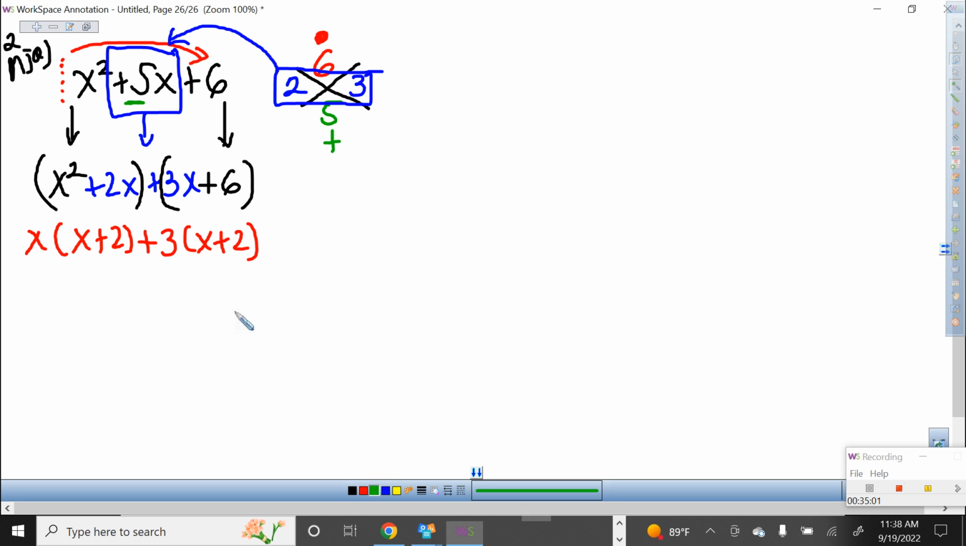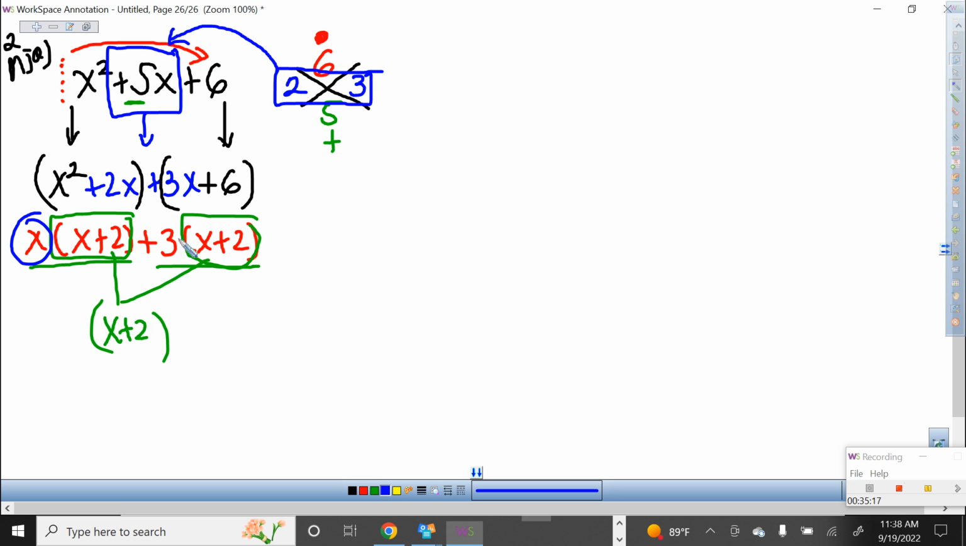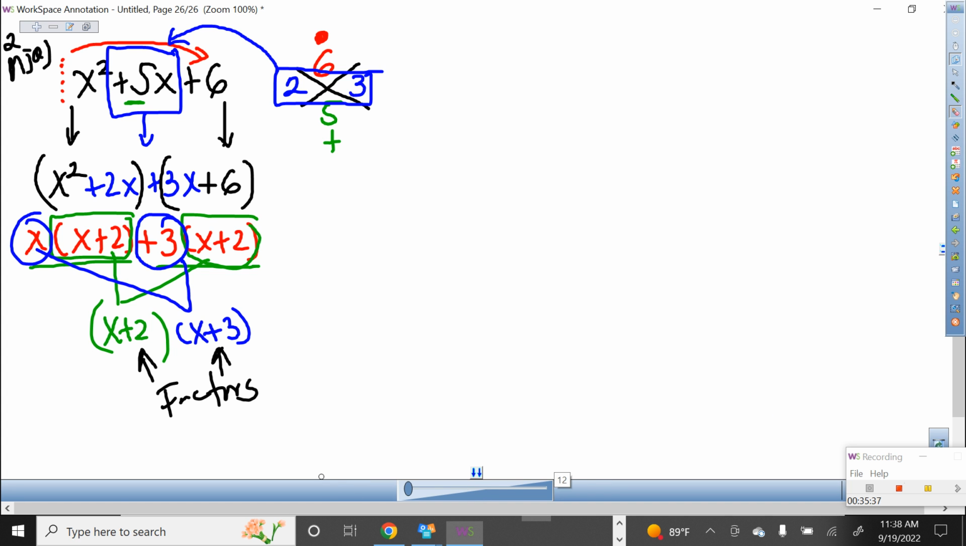Question: what's the same here and here? Yeah, x plus 2 and x plus 2, that's our first factor, x plus 2. What's left over for the first part and the last part? So that's my second factor, x plus 3, and these are my factors. Copy that, please. Woo! Let's go! Let's go! Yeah, factoring is one of my favorite ones. Copy.